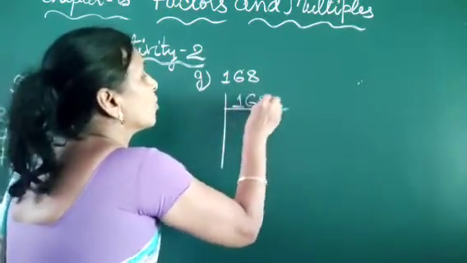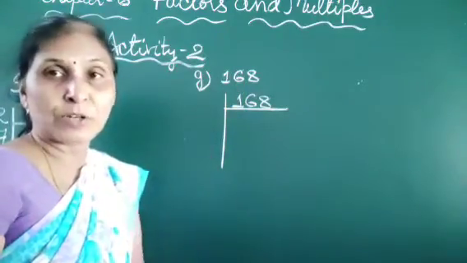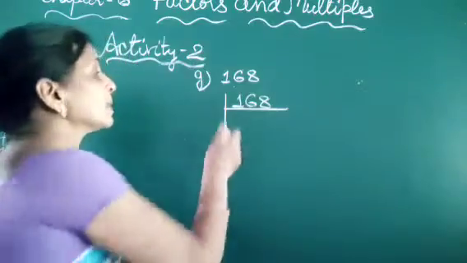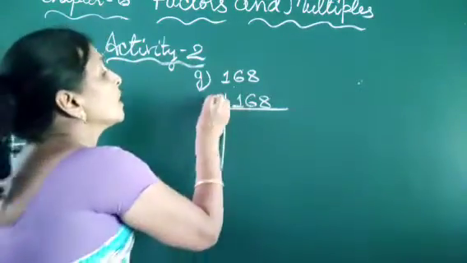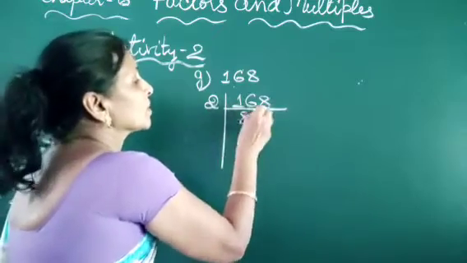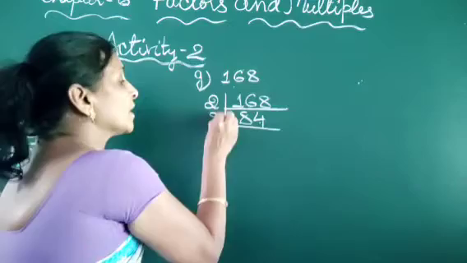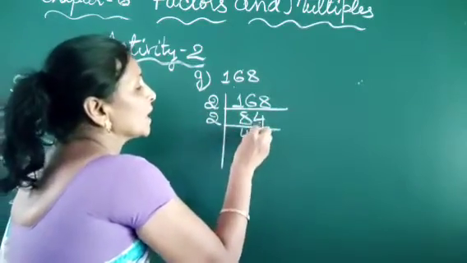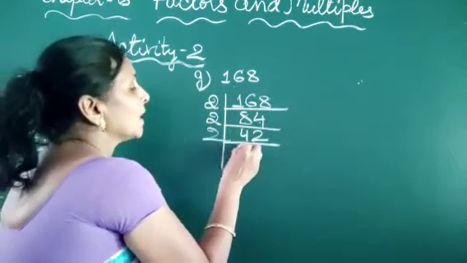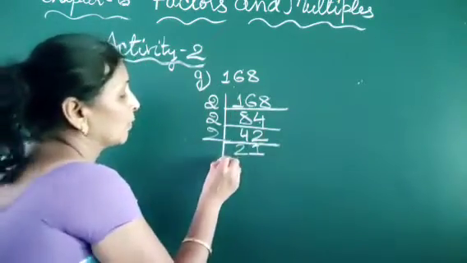Now the next number is 168. By long division method, we find out the prime factorization of this number. First, again 168 is an even number, so it is divisible by 2. We write here 2 and we divide it. 2 8s are 16 and 2 4s are 8. Then again it is divided by 2. 2 4s are 8, 2 2s are 4. Again it is divided by 2, then 2 2s are 4 and 2 1s are 2.